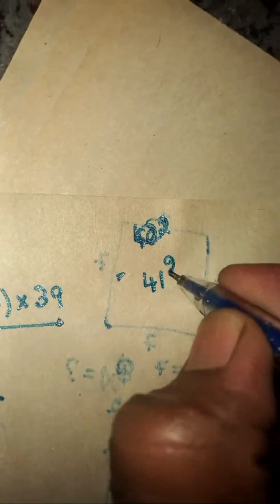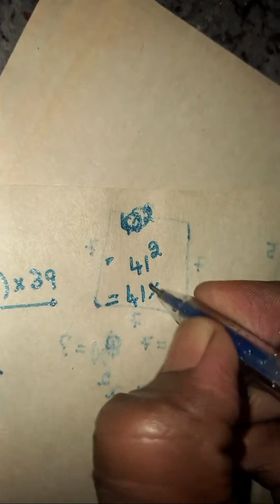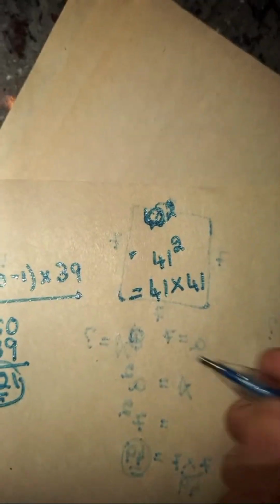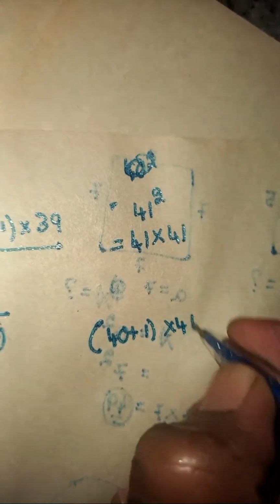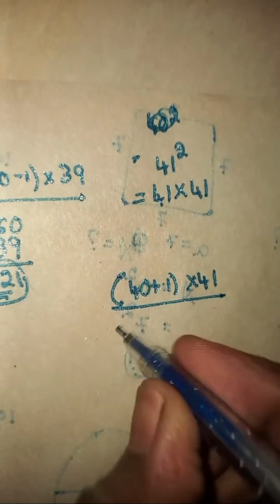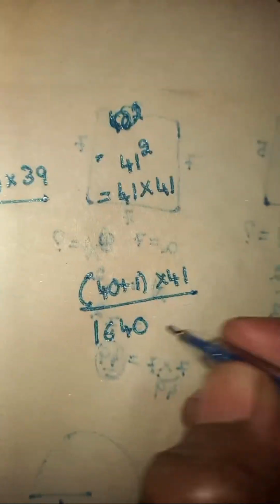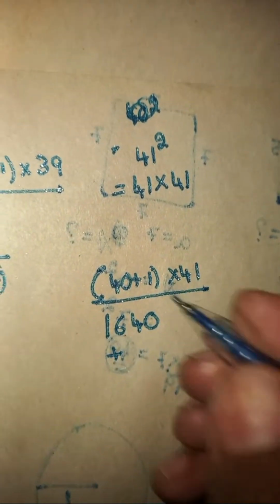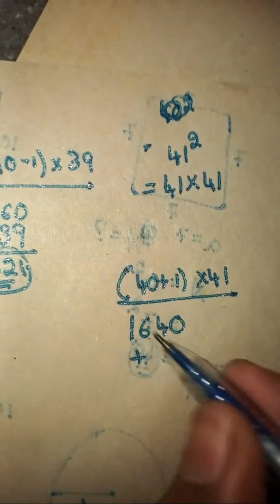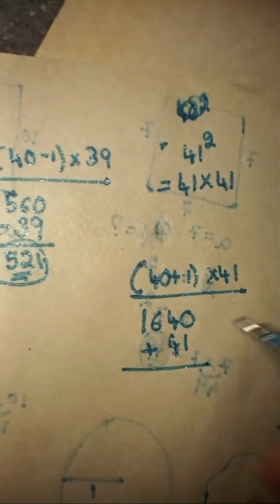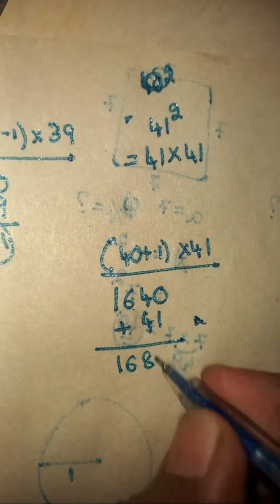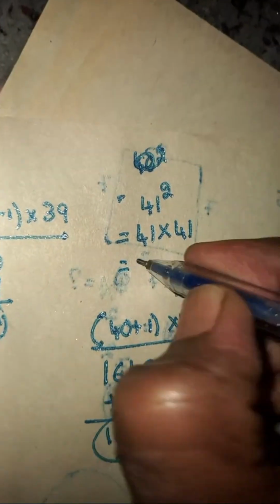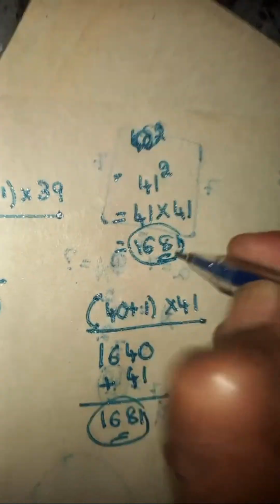Now it is 41 square. 41 square is equal to 41 times 41. Now you can split and write it as 40 plus 1 times 41. 41 times 40 is 1640 plus 41 times 1, which is 41. When you add them, you're going to get 1681. So this is equal to 1681.